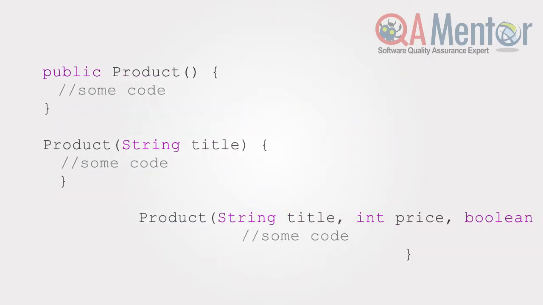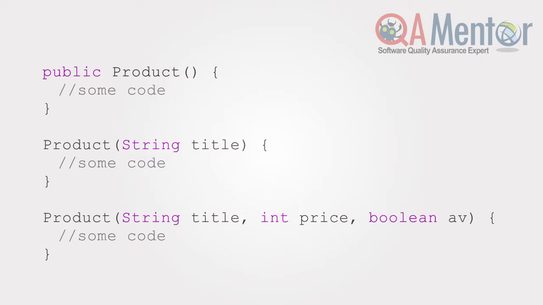As you remember, the product class had 3 constructors with different arguments. First one is default. Second one with 1 parameter. Third one with 3 parameters.